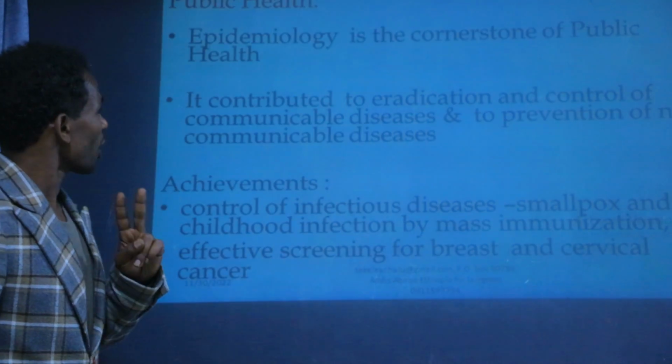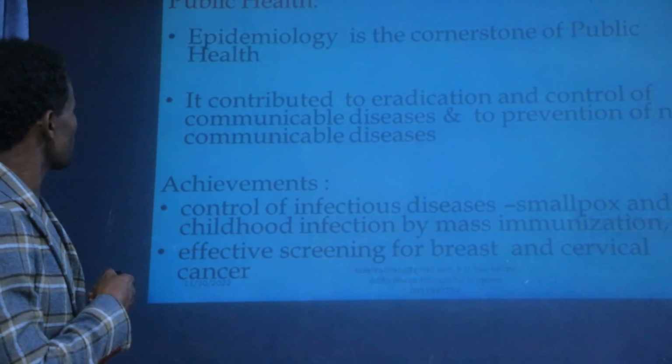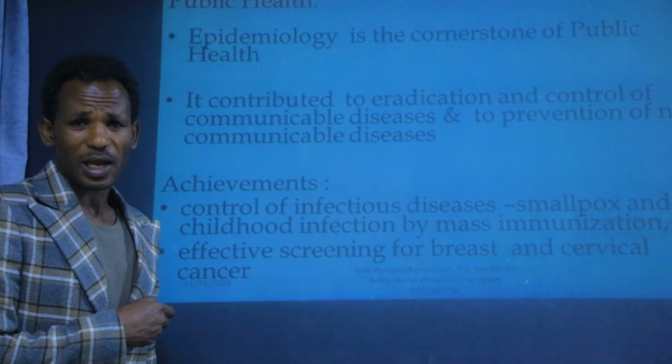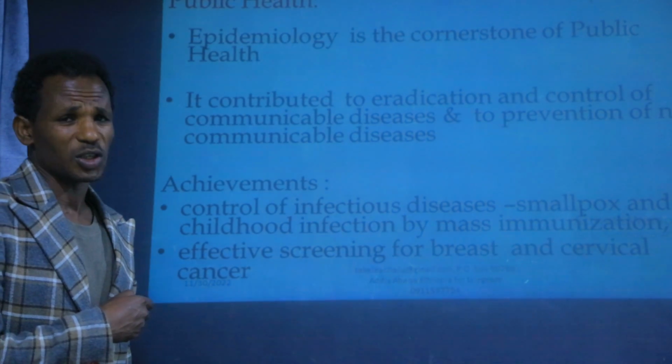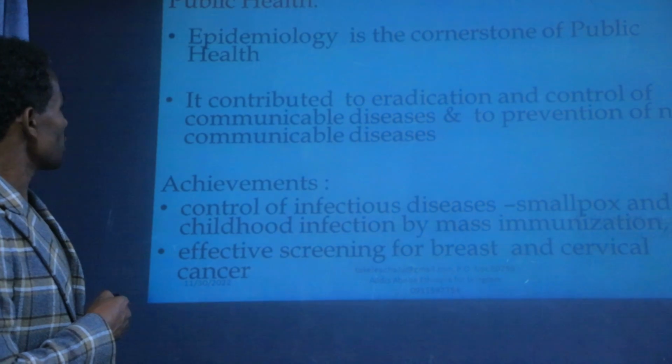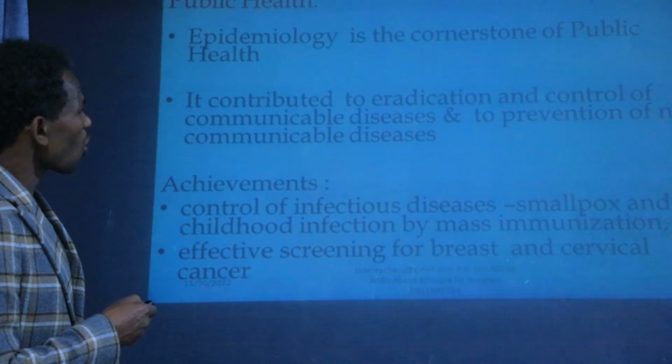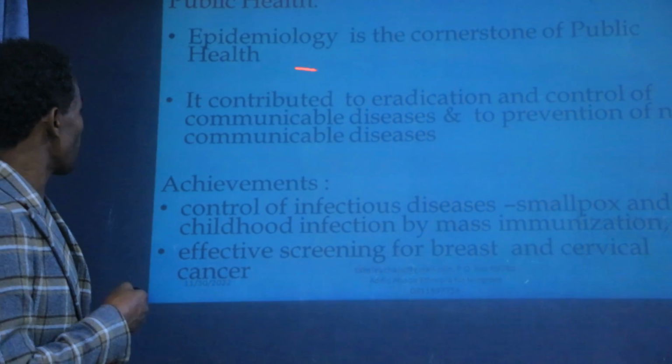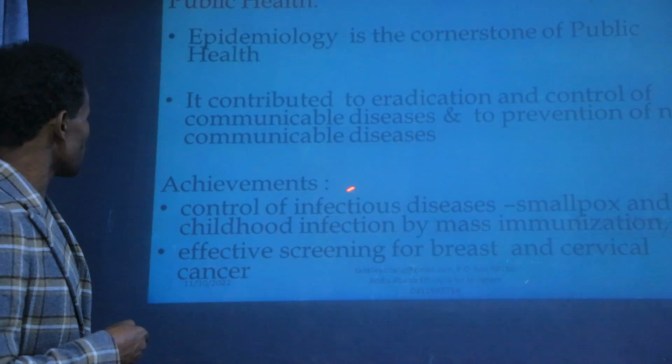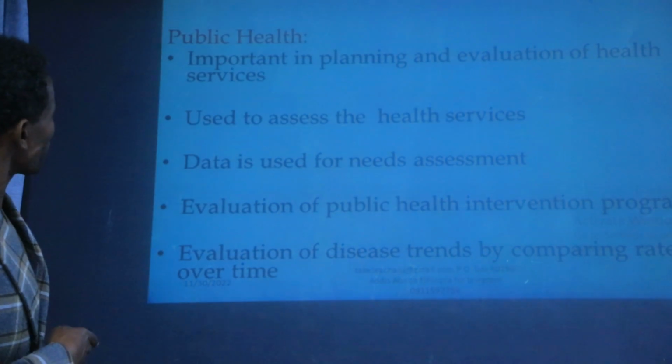So we can categorize in two parts, and this one is the importance of epidemiology in public health, which means epidemiology is the cornerstone of public health. For the reason of this, we can categorize into parts.